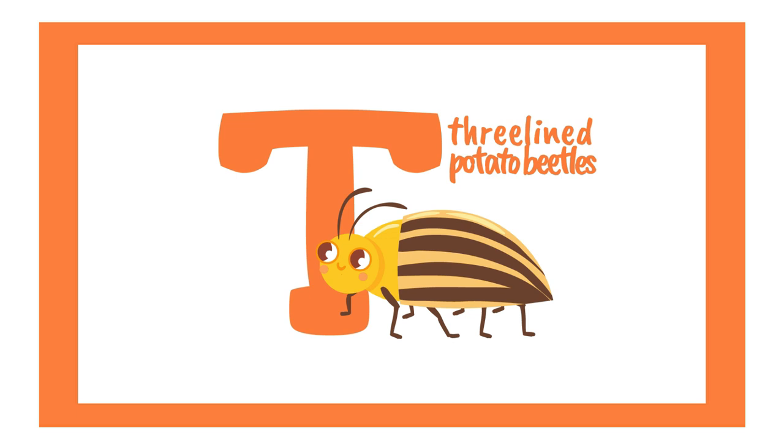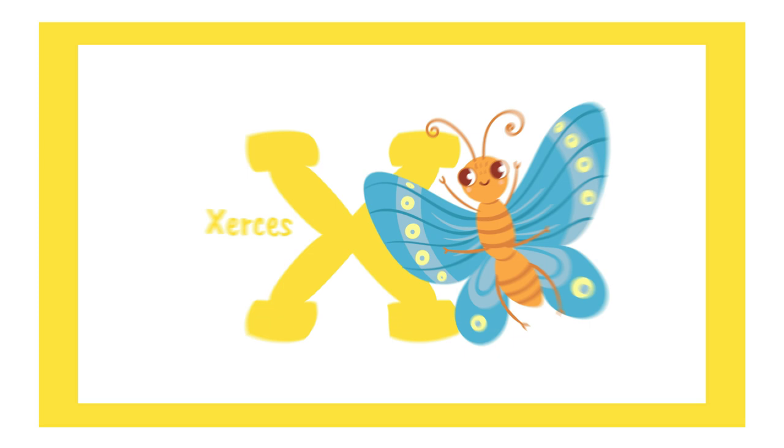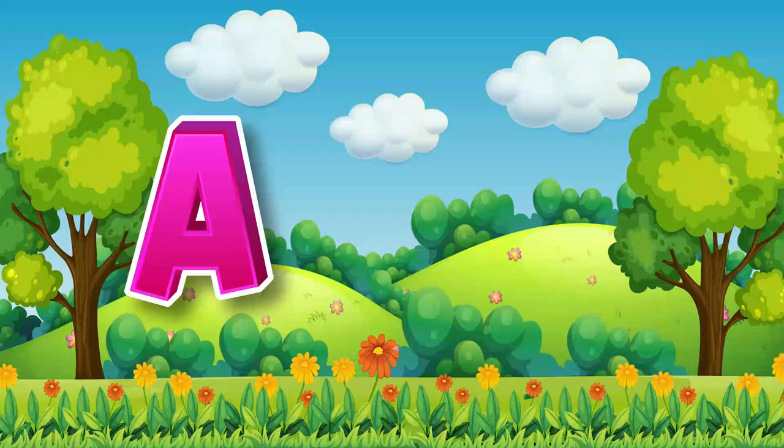U for Underwing. V for Velvet Ant. W for Walking Stick. X for Xerxes. Y for Yellow Harlequin Bug. Z for Zebra Butterfly.